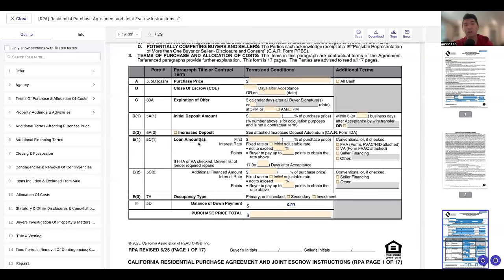So next, this is going to be the loan amount. So generally, let's say you're going to do a 20% down payment, so you put 80% of your purchase price here. You can do either fixed rate or initial adjustable rate. Generally, people do fixed rate because it's just more stable, but with the initial adjustable rate, you can get a discount on the earlier years.